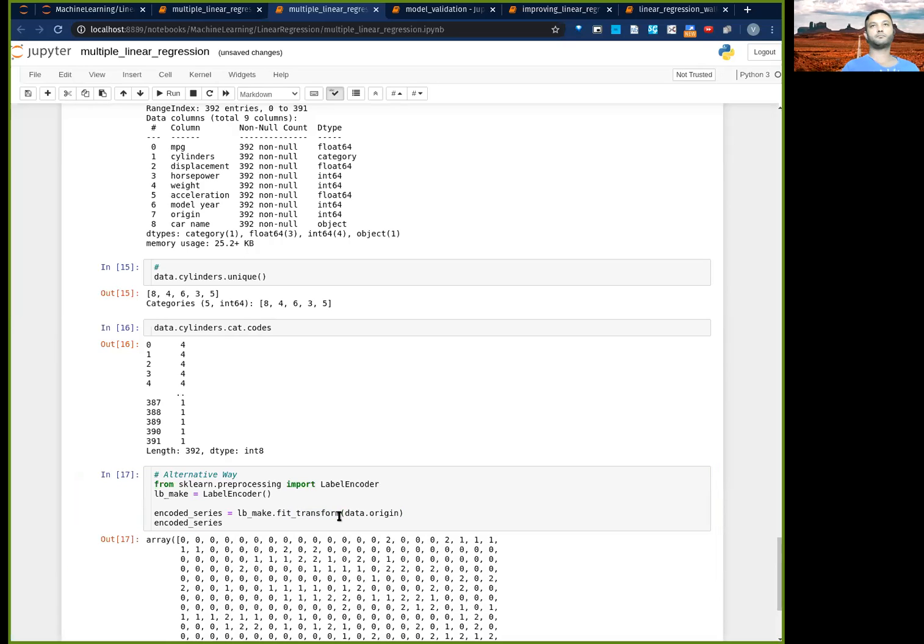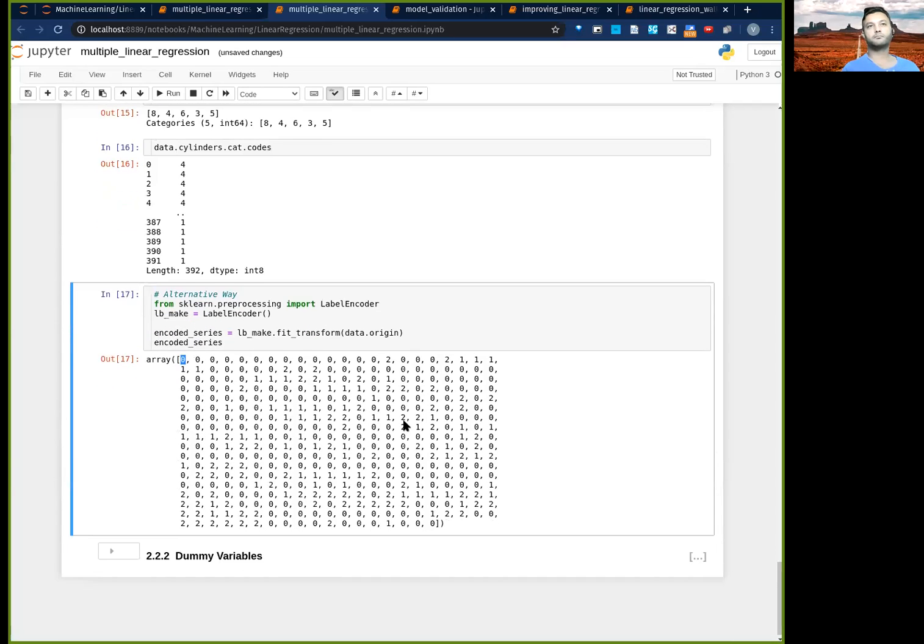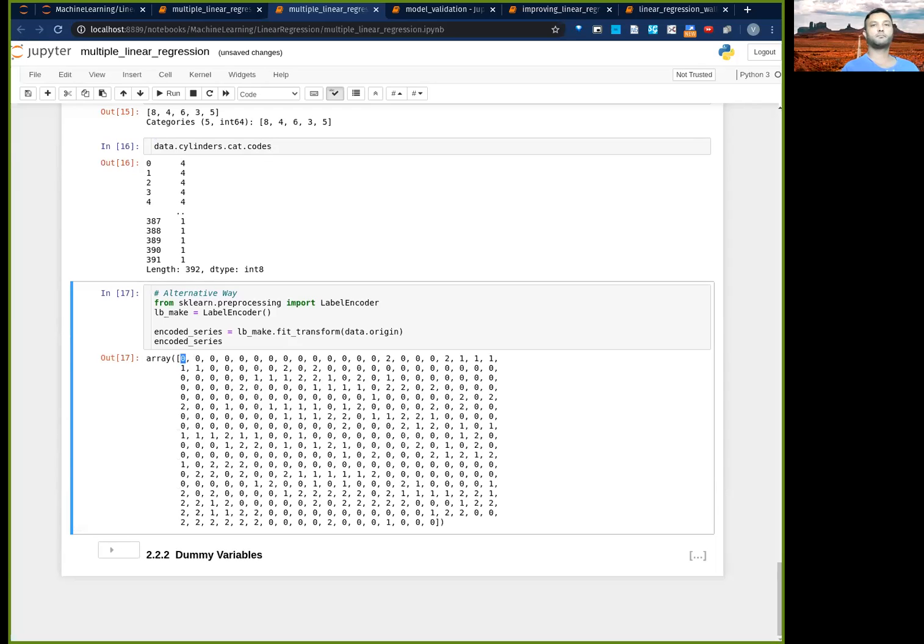So this would look something like this, where now we have 0, 1, 2. Remember before we had origin 1, origin 2, origin 3. We can transform it, in this case, to 0, 1, 2, which probably doesn't really change much in our data. But you can imagine if we didn't have just 1, 2, 3, we could have something like 8, 6, 4, 5, 3, or whatever. It'd be the same idea. Okay. Does that make sense to people? Thumbs up. Cool. All right, cool.